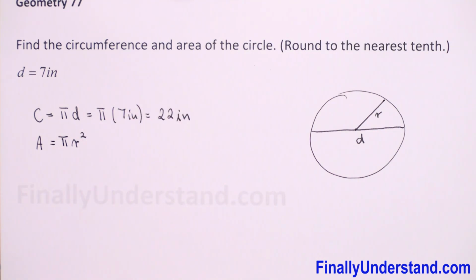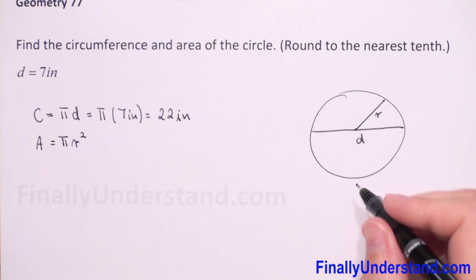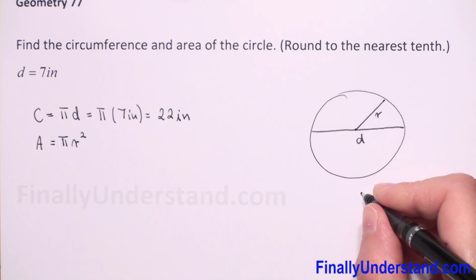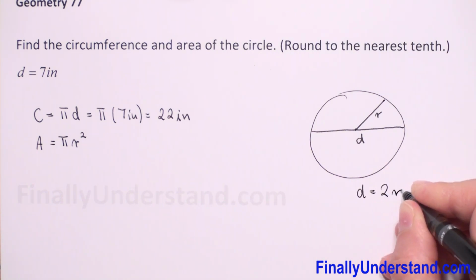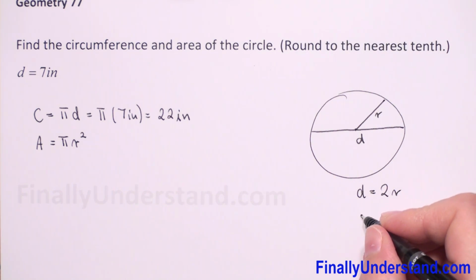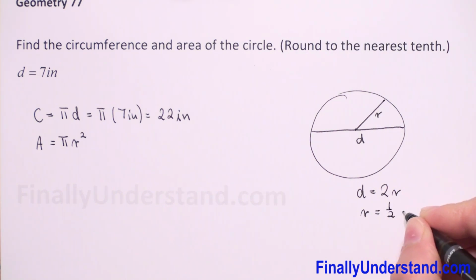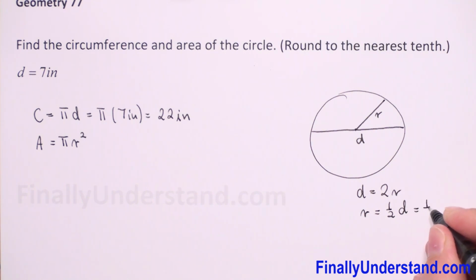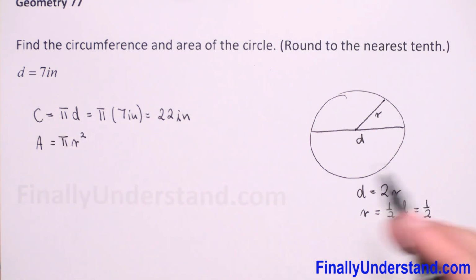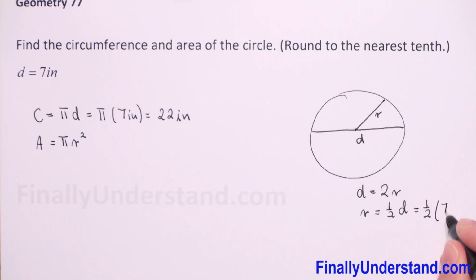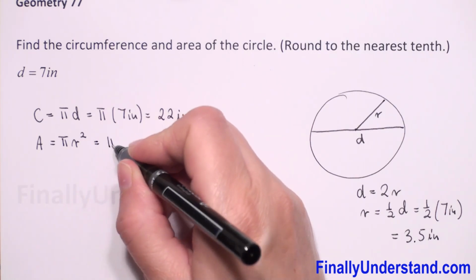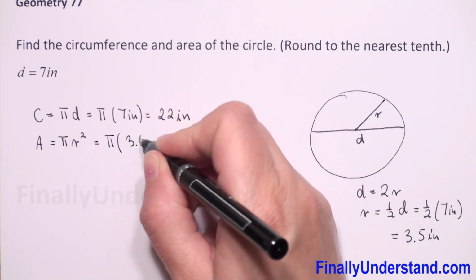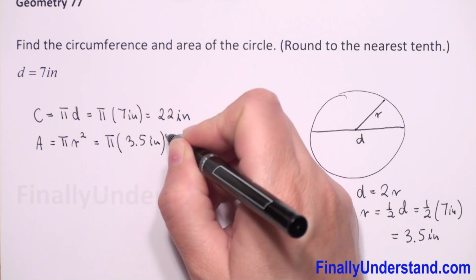We have given here diameter, and we know that diameter is equal to 2r. So our r will be 1/2 of d. So this is equal 1/2 of 7 inches, because d is 7 inches. So this is equal 3.5 inches. So this is equal, we have pi times 3.5 inches to second power.